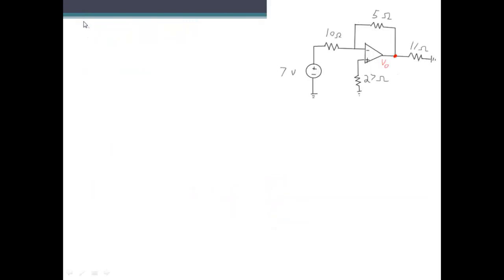So here's another possible setup for an op-amp. Once again, let's try and find what V out is and what the gain factor is. Looking at this again, we can see that the voltage at the positive terminal here is just going to be 0. Even though there's this 27 ohm resistor, it's all connected to ground, and there's no current flowing through here, because our approximations say there's no current going into this terminal.